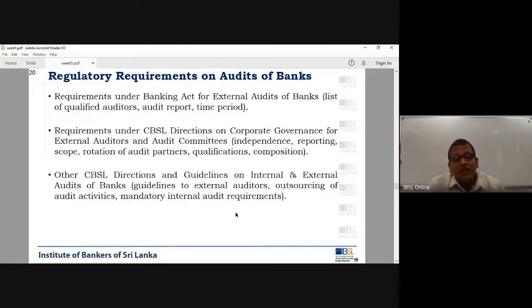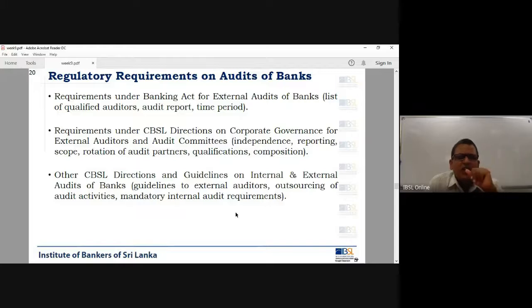The audit reports and the time frame for the audit report are also prescribed by the central bank. The central bank says, within this time frame you have to submit the audit report. Audited accounts within 5 months. Yes, within a 5-month period, the annual audited report has to be submitted by the banks.